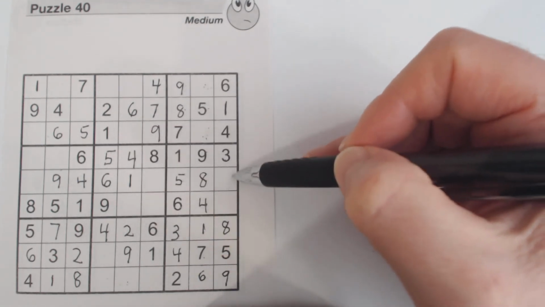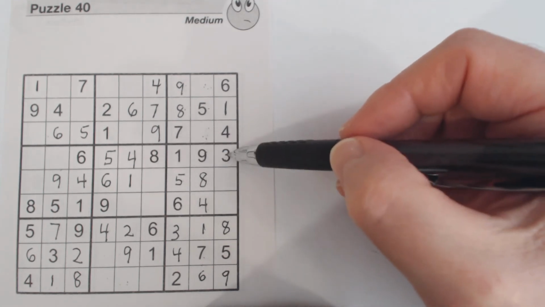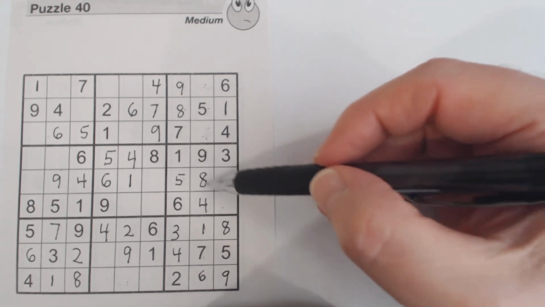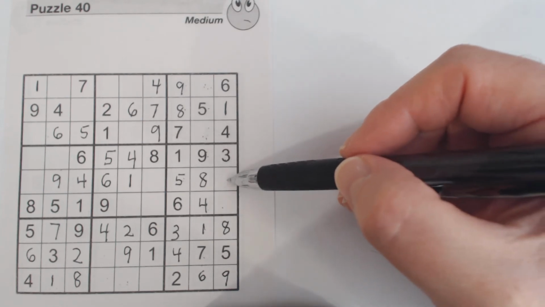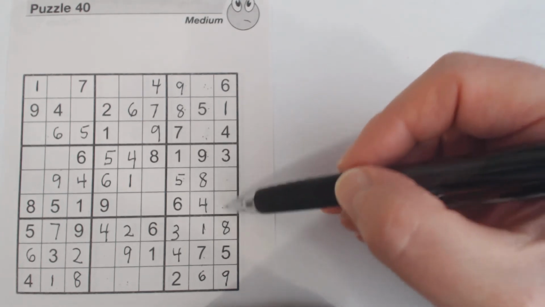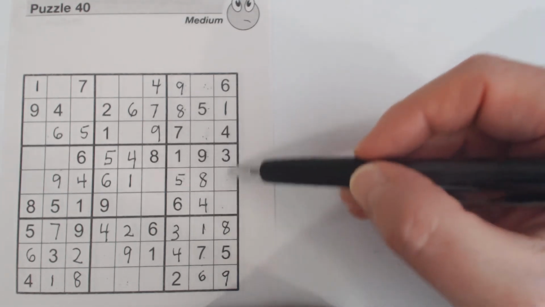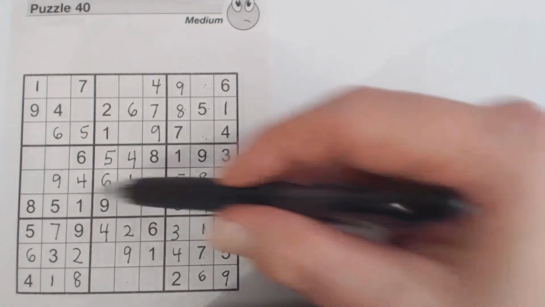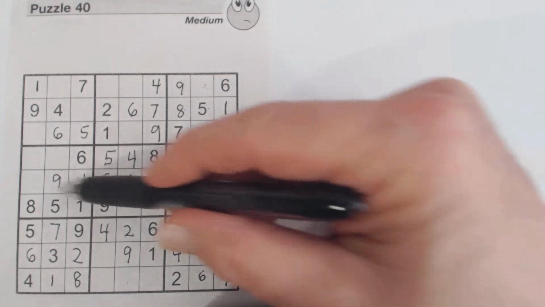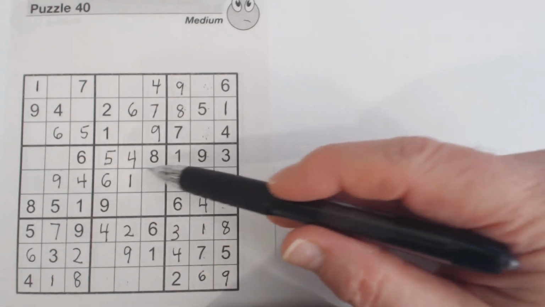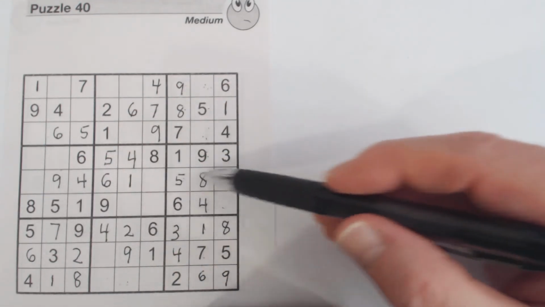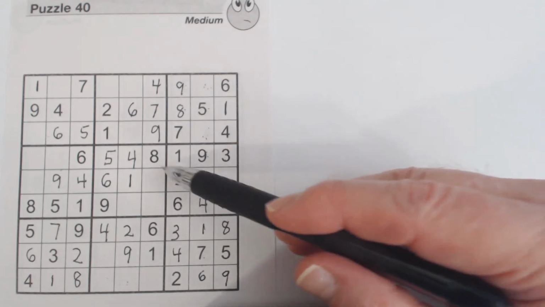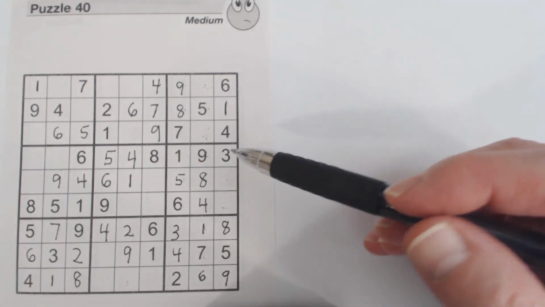Let's see what we have left here. 1, 2, 3, 4, 5, 6, 7, 8, 9. These are twins also because they're the only two numbers left in this box. We can't solve them because we don't have a 2 or a 7 here to know which one goes where. But it's good to know we have twins there.